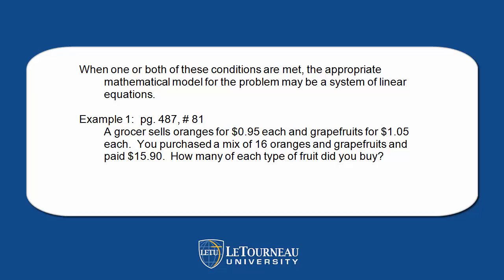Let's look at example 1 on page 487, number 81. A grocer sells oranges for 95 cents each, grapefruits for $1.05. You purchase a mix of 16 and you pay $15.90. How many of each type of fruit did you buy? All right, so the first thing we're going to need to do is decide what our variables are going to stand for. Let's let x be oranges and y be grapefruits.